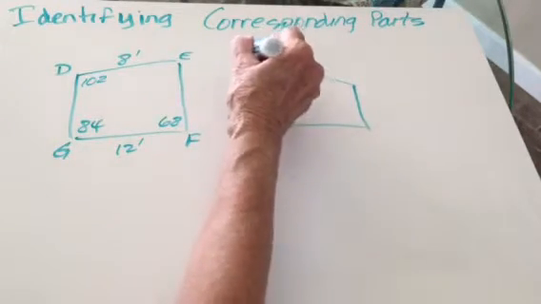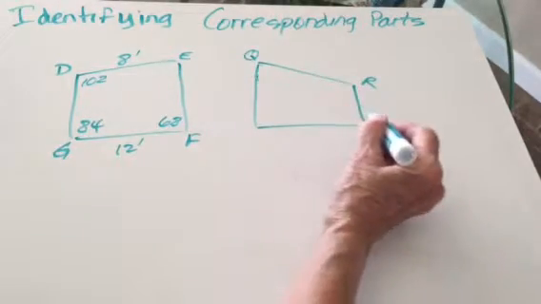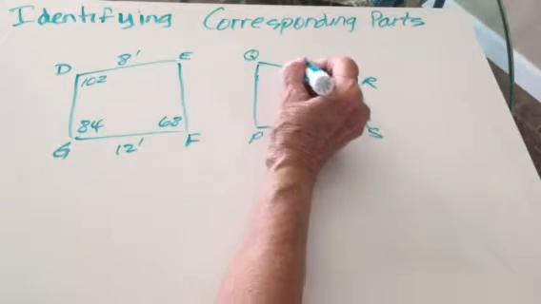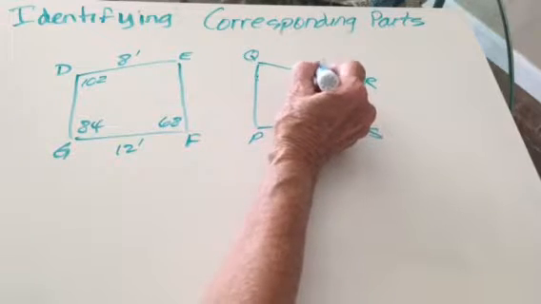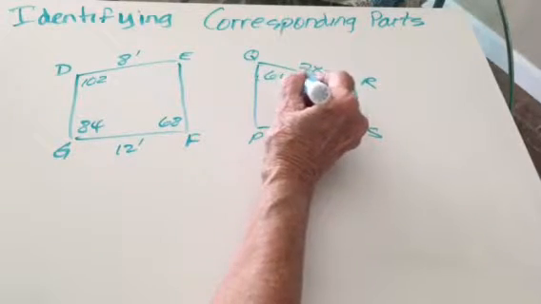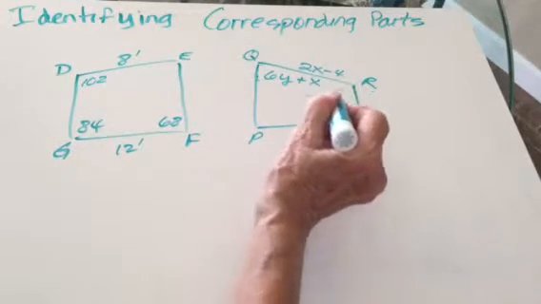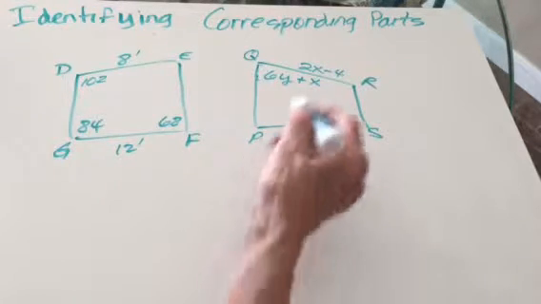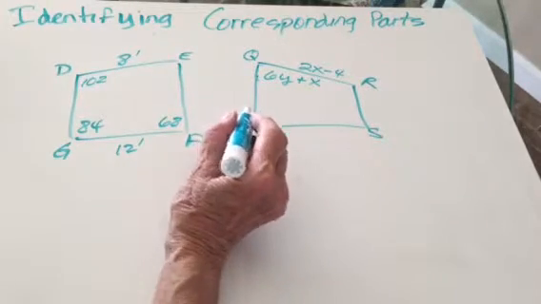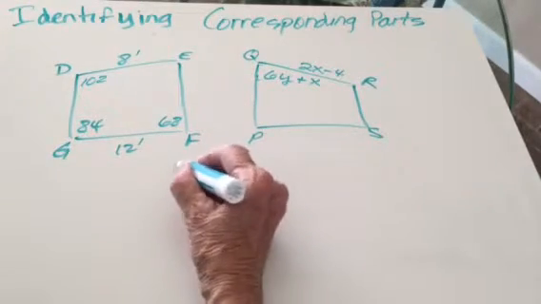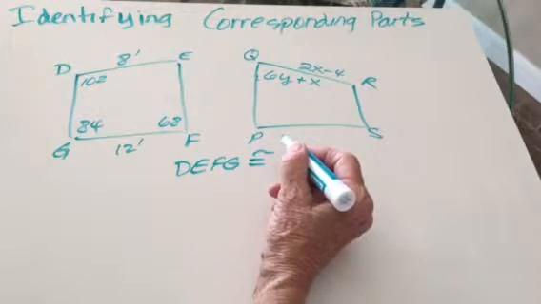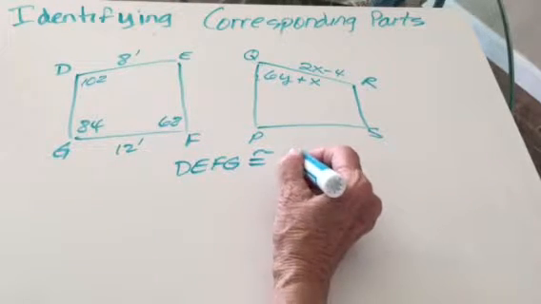Over here, I'm calling it Q, R, S, P. And this I'm going to call 2x minus 4. And I'm going to call this 6y plus x. Now, do I have all this stuff? Yes, I do. All right. They're supposed to be the same shapes, okay? Because they've already told us that DEFG is congruent to SPQR.